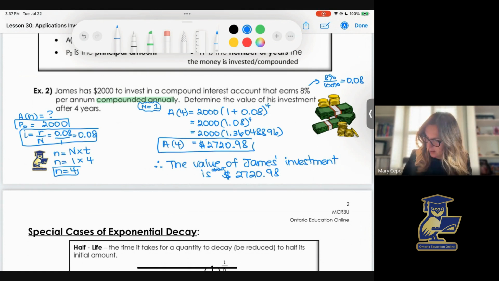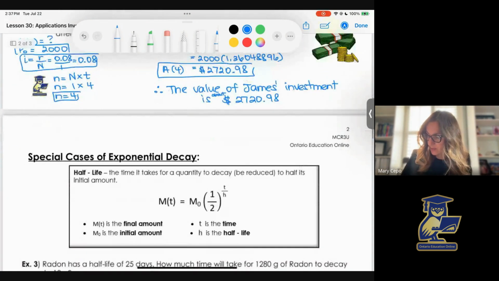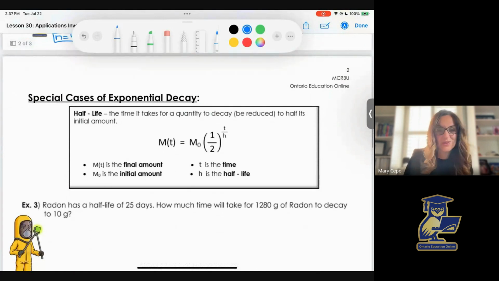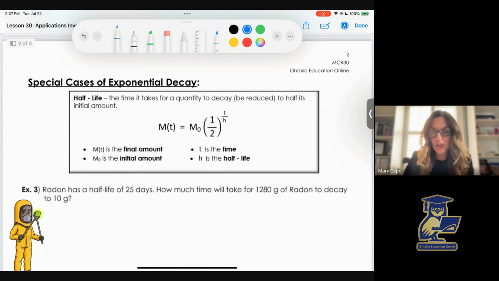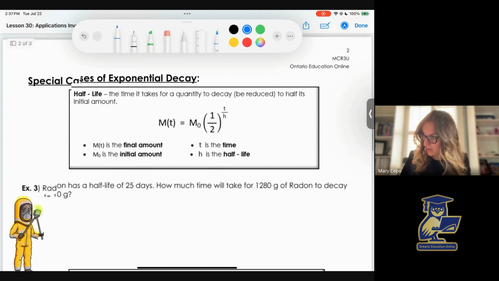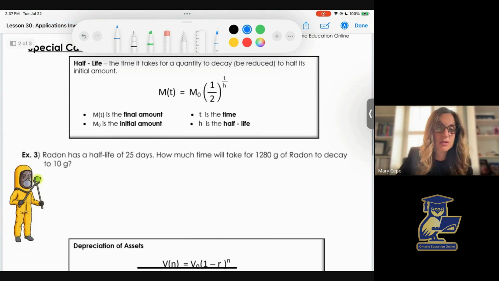Excellent. Okay, so those are my special cases for exponential growth. Unfortunately, there's also exponential decay. So half-life: this time the base is not 2 for doubling, it's half, think of 1 over 2. Half-life is the time it takes for a quantity to decay, or to be reduced, to half its initial amount. So typically we use this exponential formula, which is M at t.